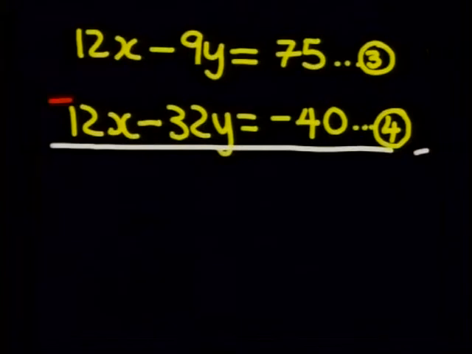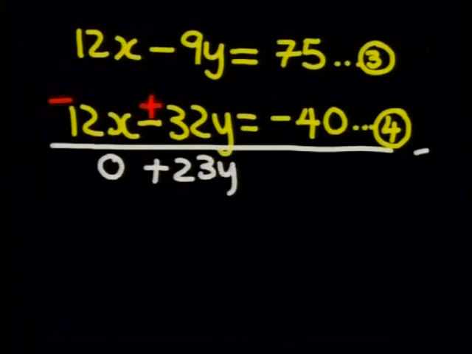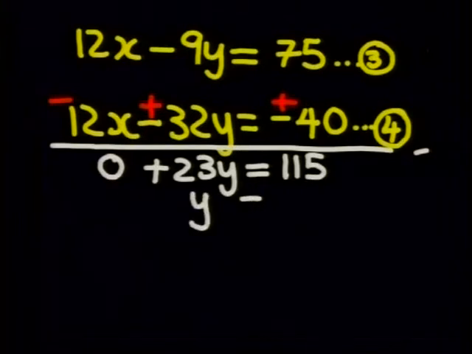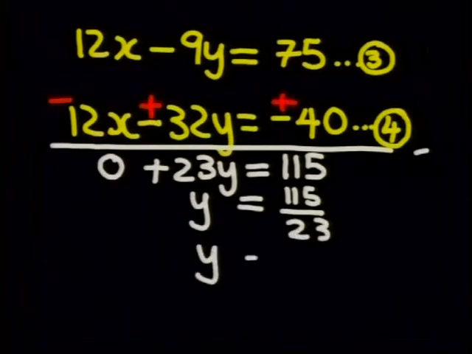12x minus 12x gives me 0. Minus 9y plus 32y gives me positive 23y, which is equal to 75 plus 40, which gives me 115. We get y is equal to 115 divided by 23. This gives us y is equal to 5.